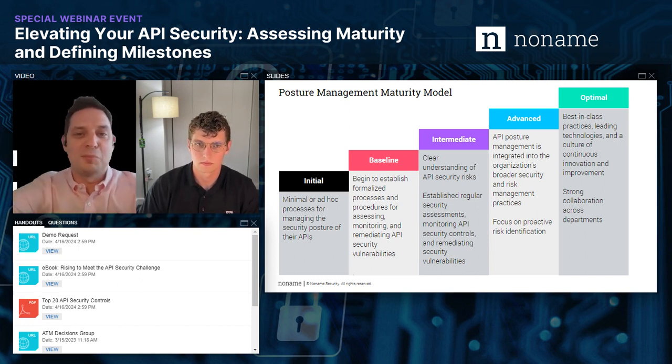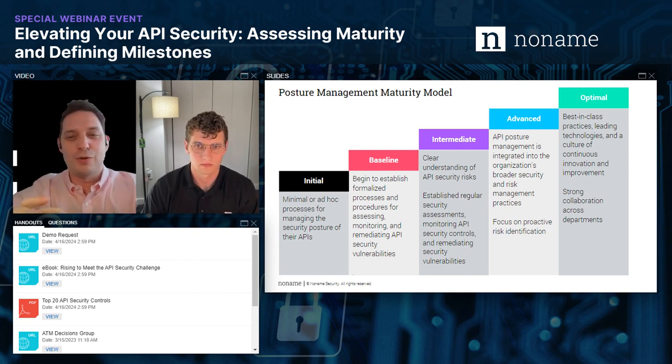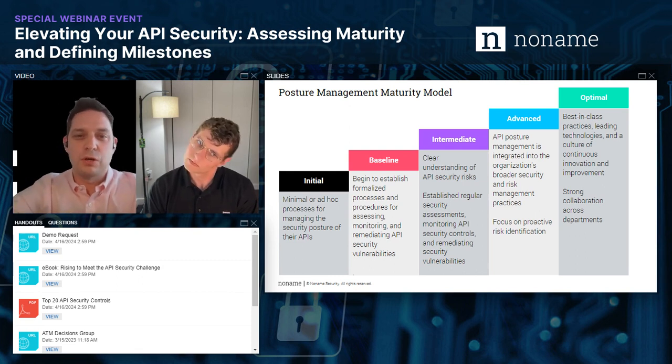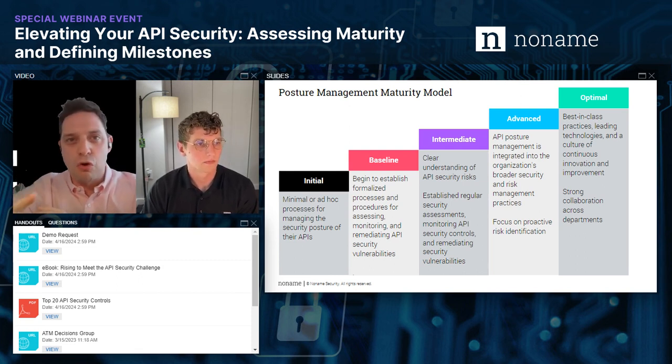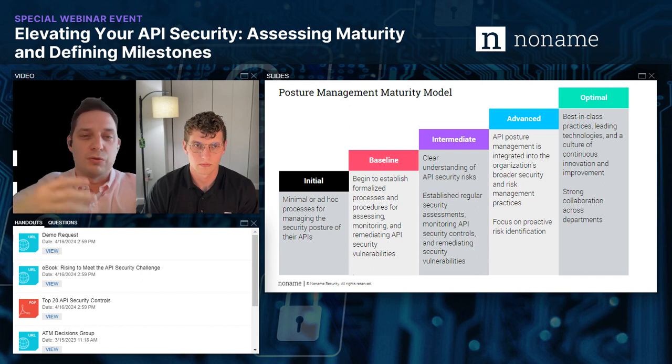Again, No Name has the right capabilities and tools to help you get to this level. And at the highest maturity level, this is where we see the shift in culture, right? So now you're pairing the technology with this culture of continuous innovation and improvement. And there's a strong collaboration between departments. So when your security team finds a vulnerability, right away you know exactly who the developer owners are, and the dev team is ready to jump in. They have established processes to get this addressed.